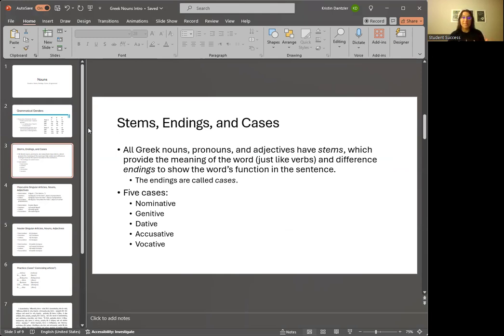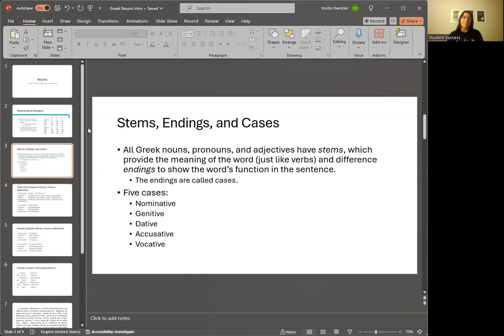All Greek nouns, pronouns, and adjectives have stems, and those provide the meaning of the word. That's the same with verbs; we'll touch on that another time. So you have your stem, and then what tells you where the word belongs in a sentence is the ending. Where is it in the sentence? What is its function? What is that noun doing in this sentence, or what is being acted upon? The endings will help you determine that.